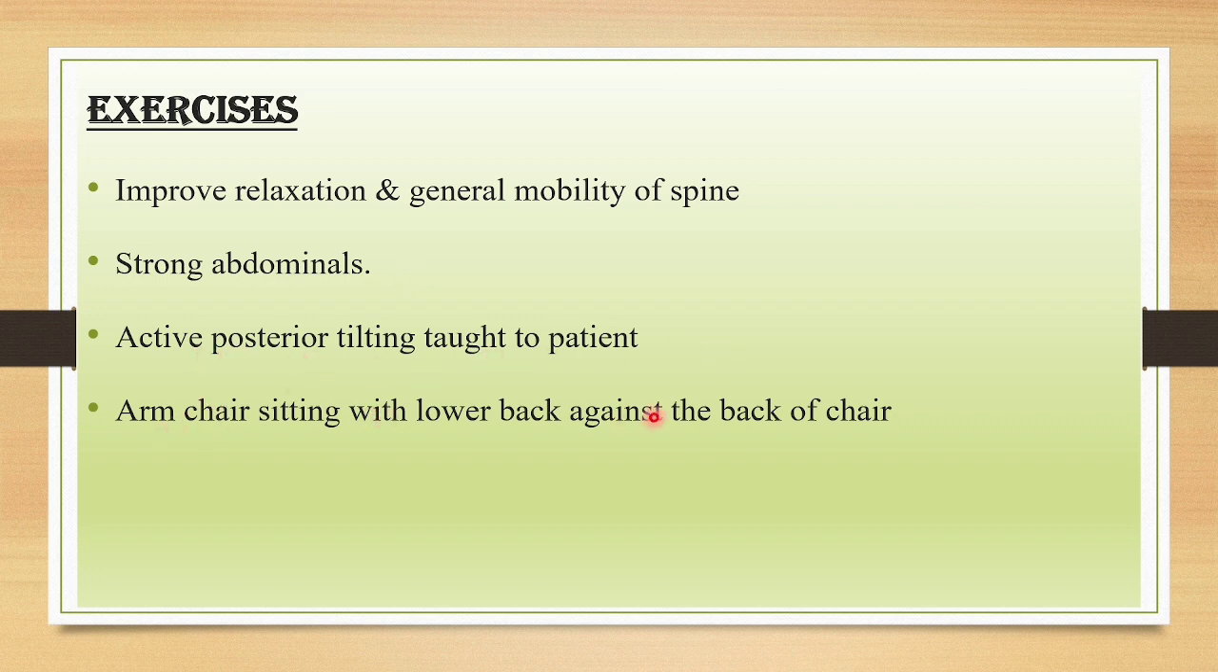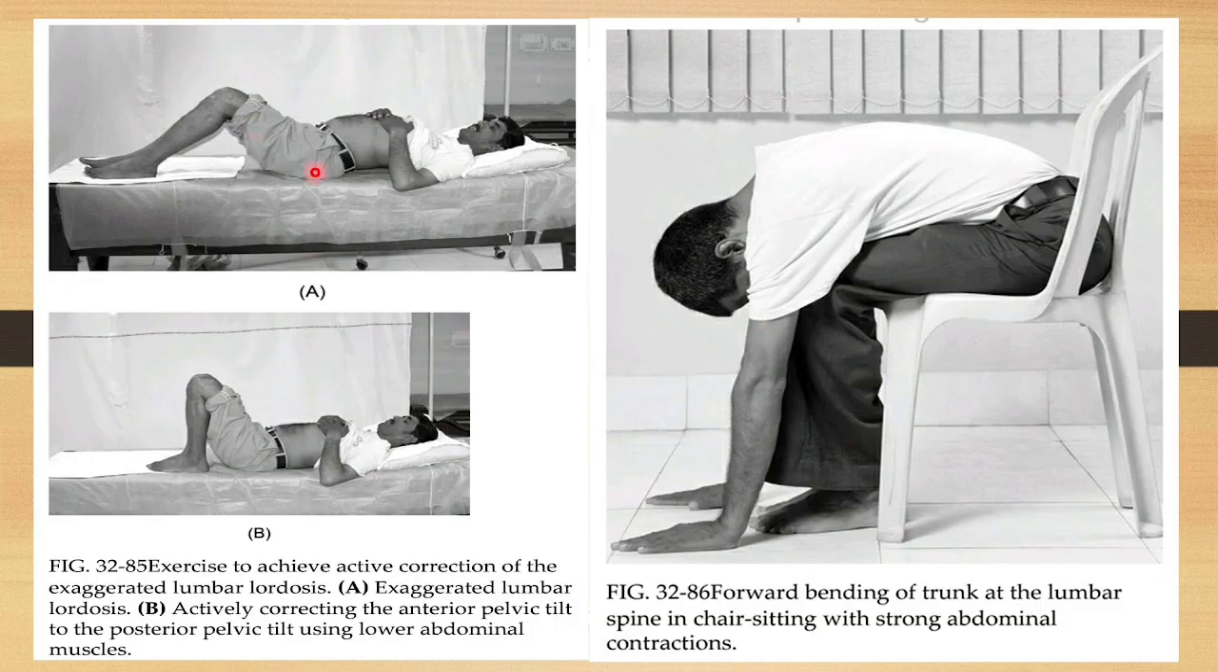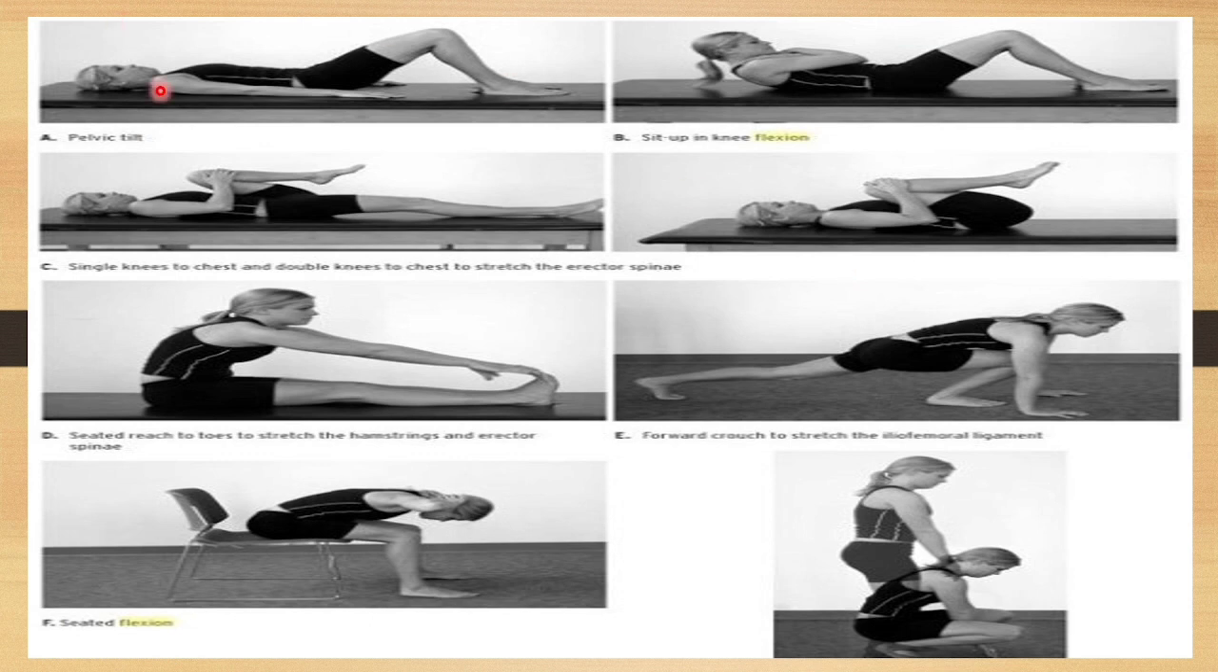And armchair sitting with the lower back against the back of the chair. These are the exercises which we already saw here. This is the pelvic tilting as well as maintaining the abdominal muscle contraction and the flexion attitude of the spine. So this is the pelvic tilt exercise, and this is the abdominal contraction, that is sit up with the knee in flexion, and this is the knee to chest, single knee to chest and double knee to chest in order to stretch your paraspinal muscles.